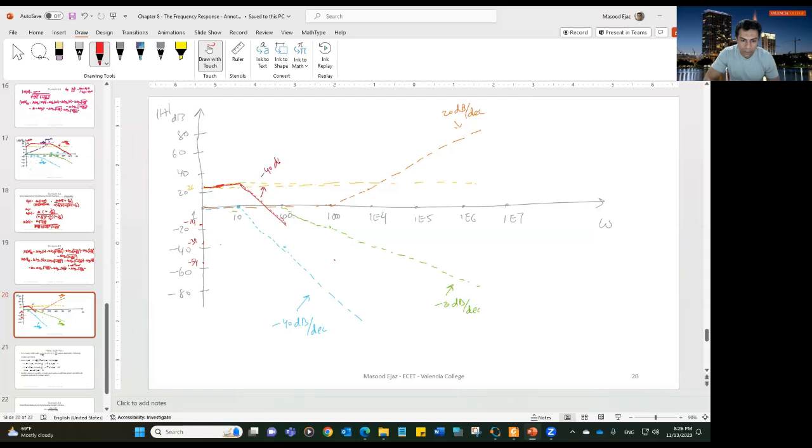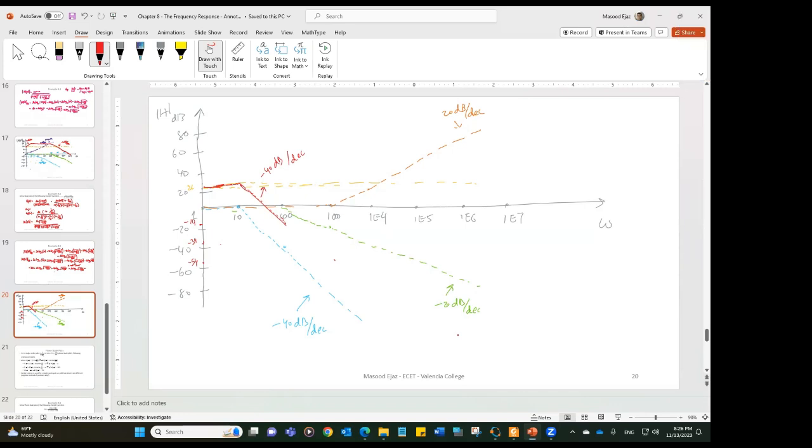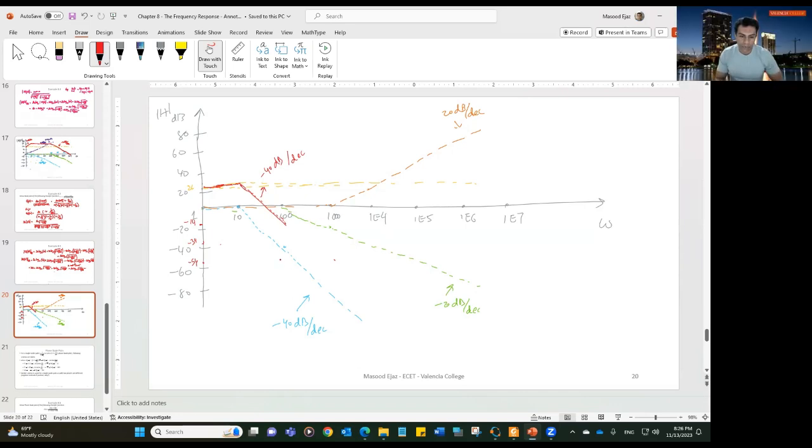Negative 40 dB per decade. And then what's going to happen after that? It's going to decrease by negative 60. Negative 60, exactly. This negative 20 and this negative 40. So it's going to decrease by negative 60 until 1000. So at 1000, it's going to have negative 60 plus negative 14, negative 74.